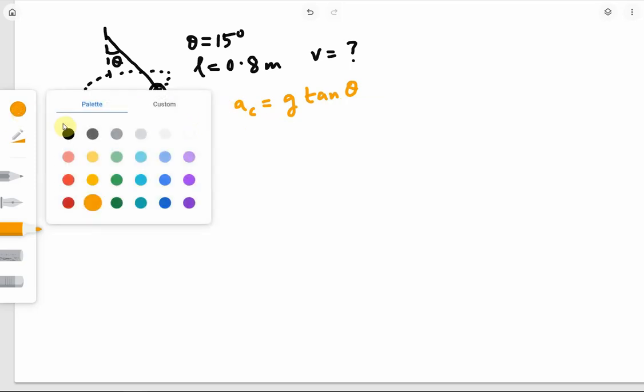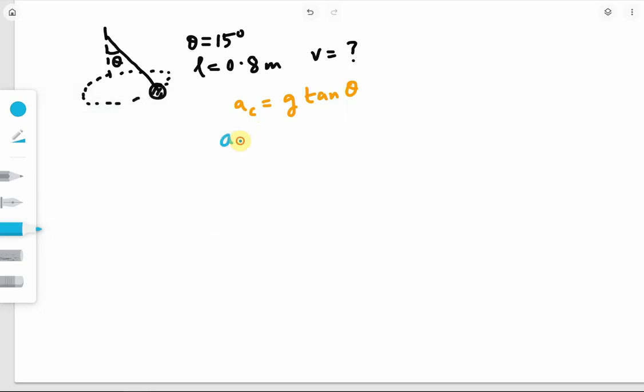Also, we know from our basic study of circular motion that the magnitude of centripetal acceleration is given to us in terms of the speed, v squared over r, right? So anywhere you see AC, you can replace it with v squared over r. So let's do that and replace AC with v squared over r in our equation. So v squared over r is equal to g tan theta. Now we are looking for v, that's why we replaced AC with v squared over r.